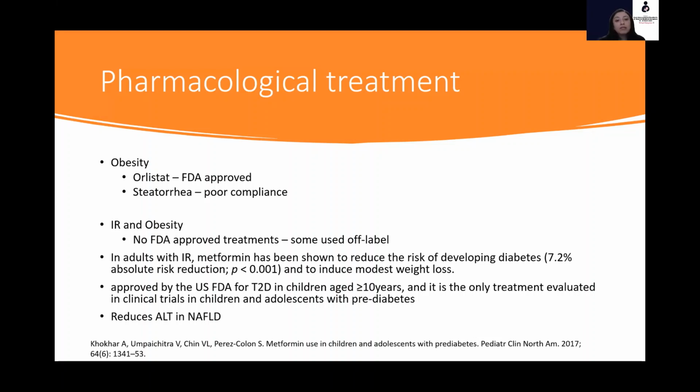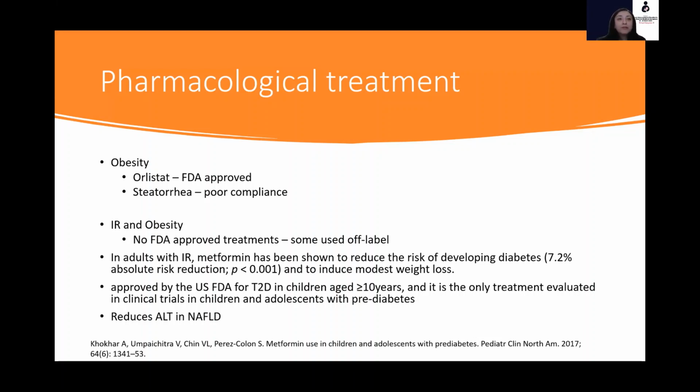When it comes to insulin resistance and obesity, again, there is no FDA-approved treatment here. Metformin has been used, but it is used off-label. In adults, it has been shown to decrease the risk of developing diabetes. It is, however, approved in children with type 2 diabetes above the age of 10. And it has been shown to reduce ALT in NAFLD.